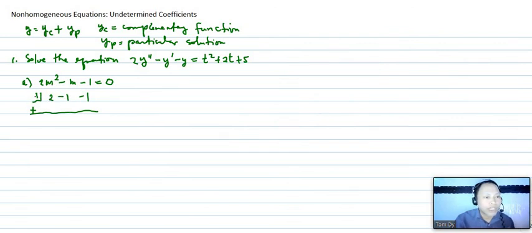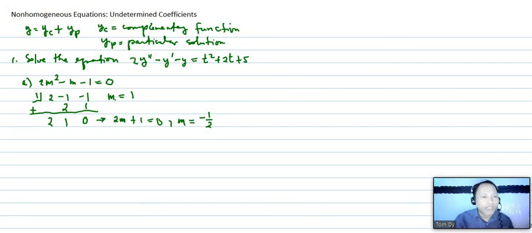So this time we will make use of 1. Bring down 2. 2 times 1 is 2. Negative 1 plus 2 is positive 1. 1 times 1 is positive 1. When we add negative 1 and positive 1, that is equivalent to 0. Thus, one factor is 1. Now the remaining factor is 2m plus 1 equals 0, therefore m is equivalent to negative 1/2.